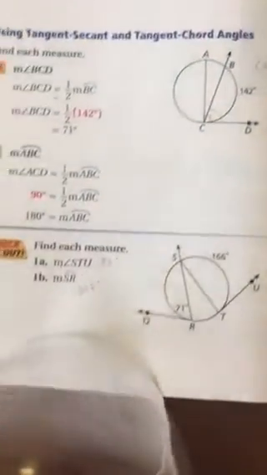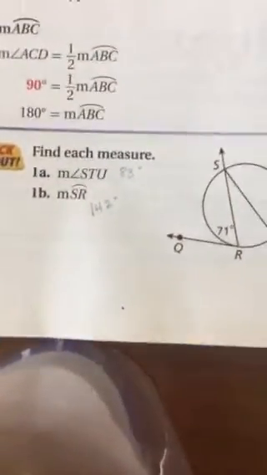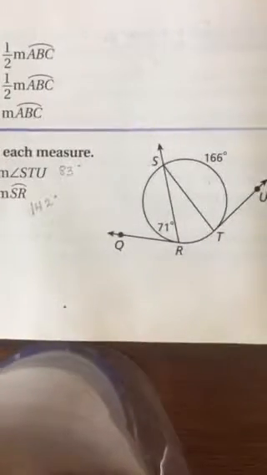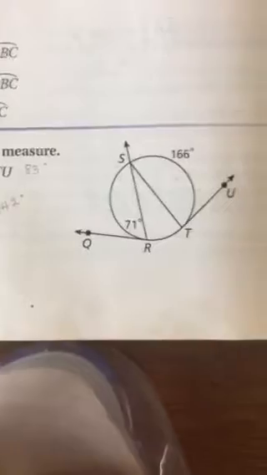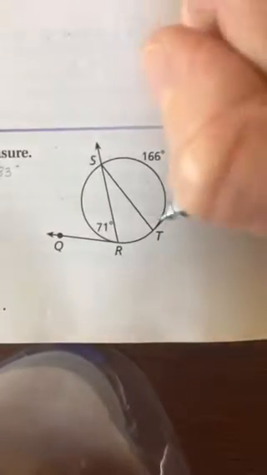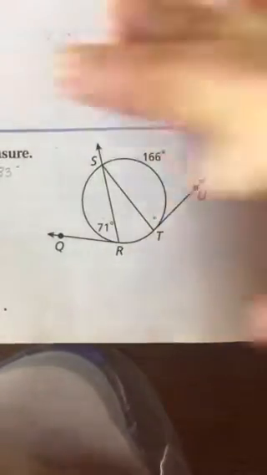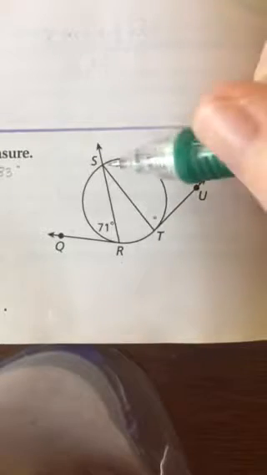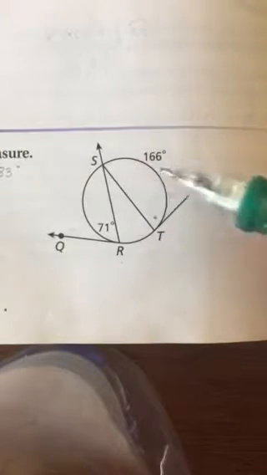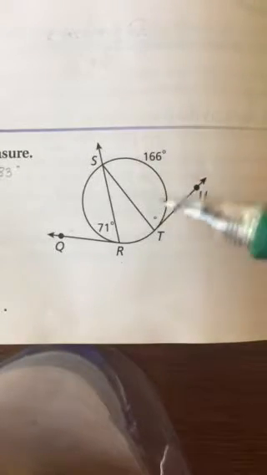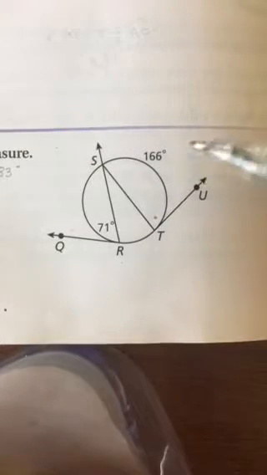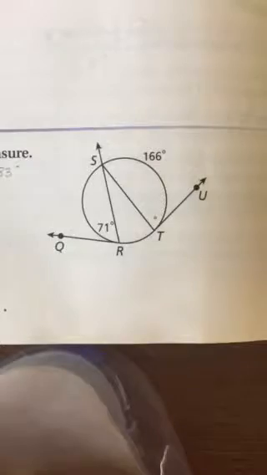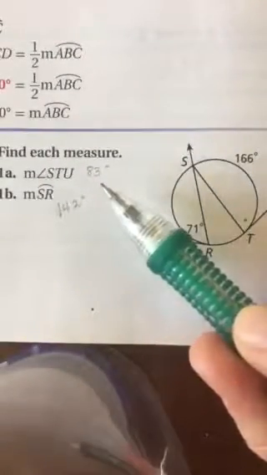Okay, let's look at the next example. This is at the bottom of the page. Find each measure. We're doing the same thing. This time we're finding the measure of angle STU. It's this one right here. And this one should be pretty easy because we have an intercepted arc that goes with this angle. Remember, the angle is going to be half the intercepted arc. So half of 166 degrees is going to be 83 degrees.